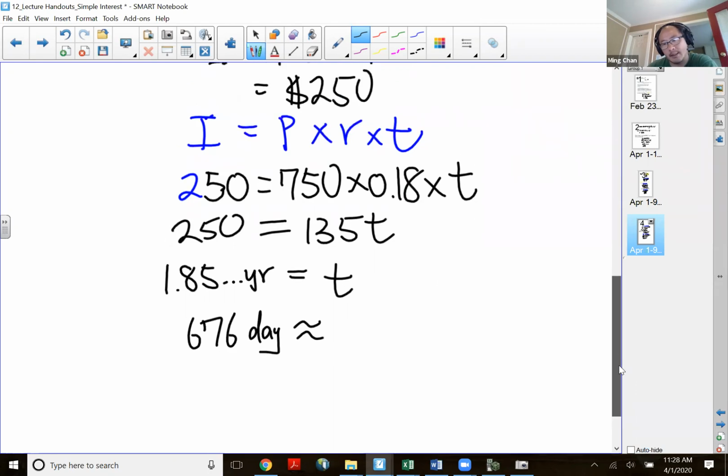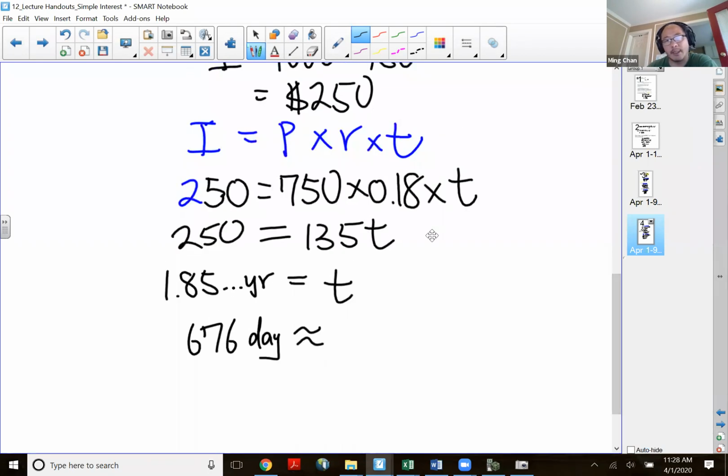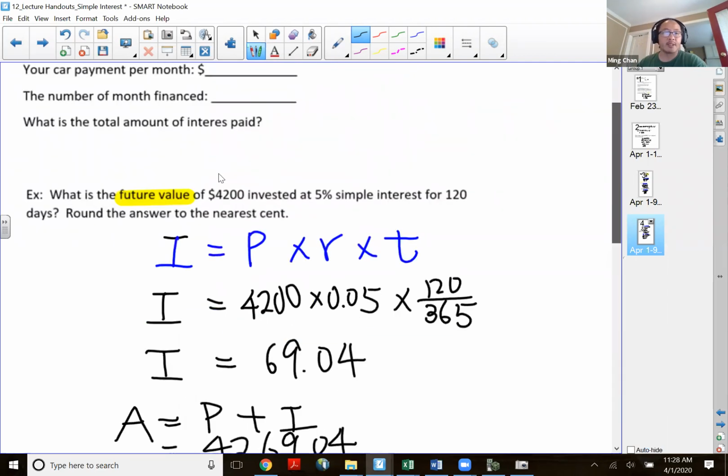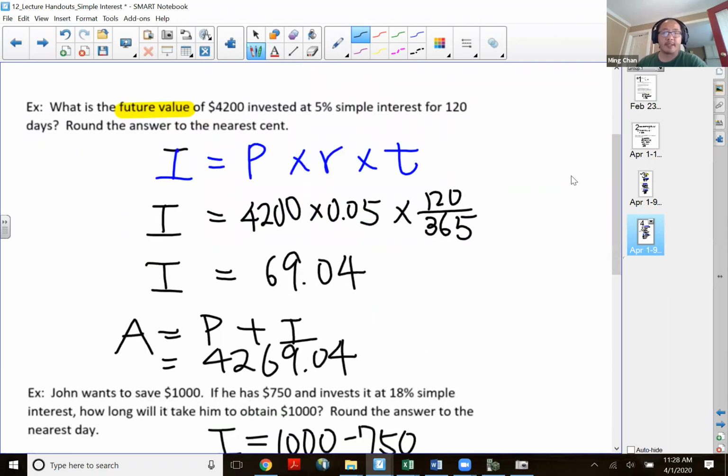But in the next topic, I will begin to talk about something called the compound interest formula, which is more of what the investment world uses as far as investing money. There's another type of formula we're going to use. All right, so that will conclude this lecture video on how we can use the simple interest formula to solve some application problems. Okay, thank you for watching.